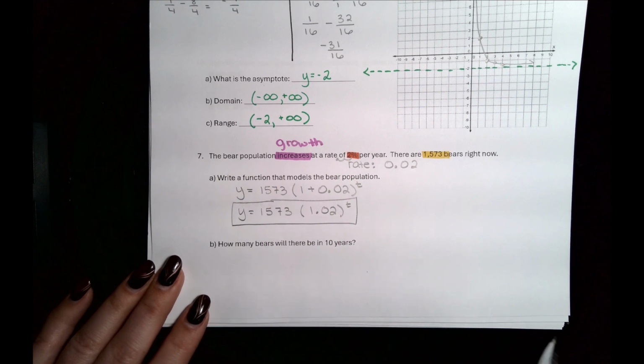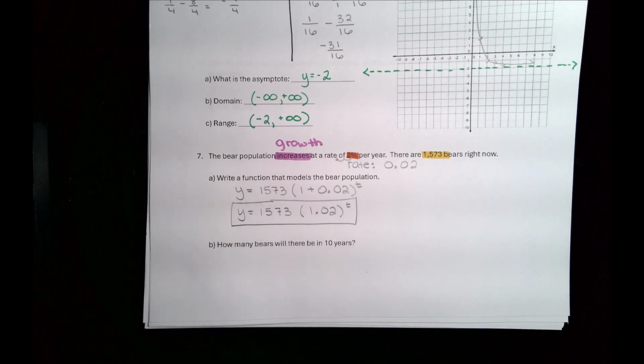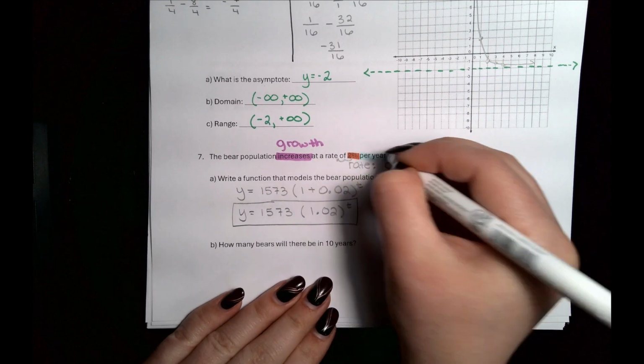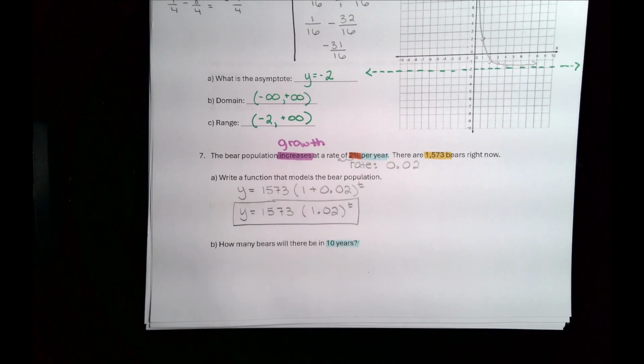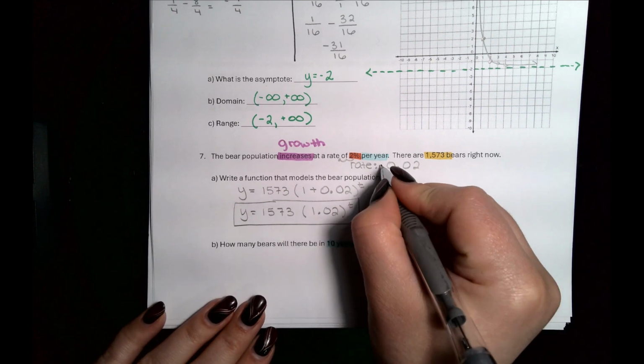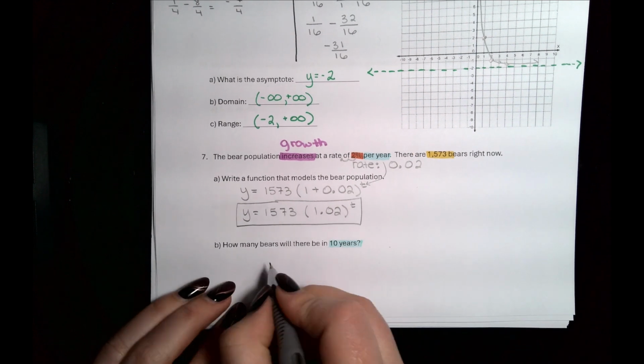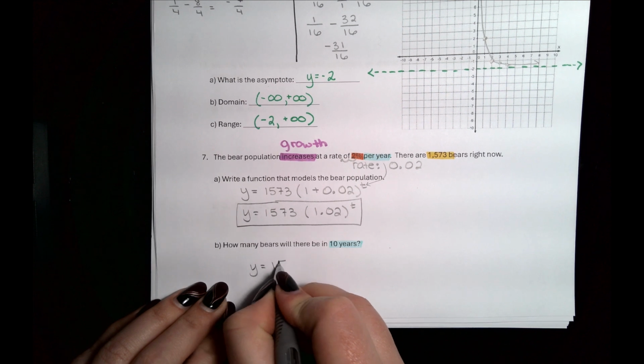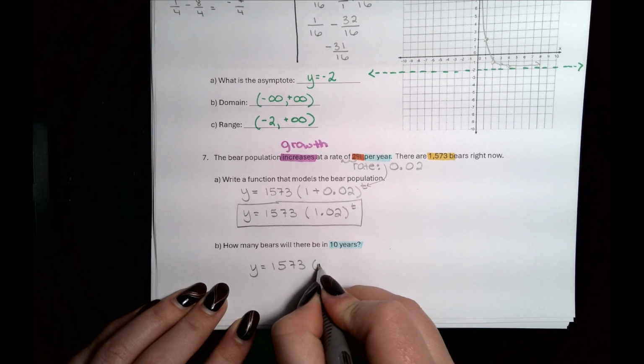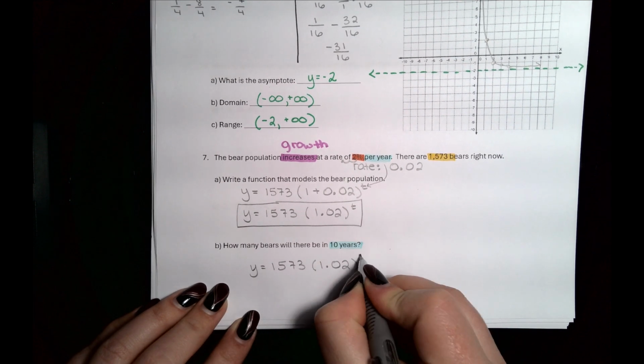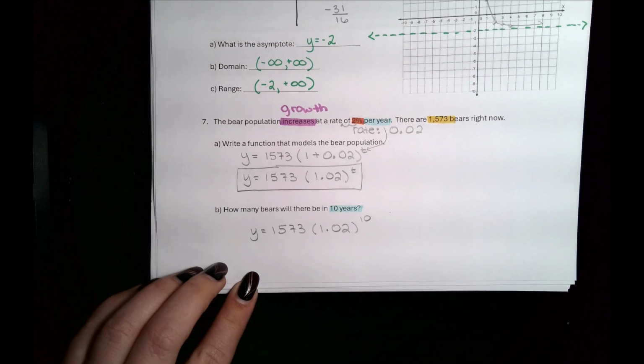How many bears will there be in 10 years? Here's the thing, the difference between the quiz and this: we want to be careful with the rate that they give us and what they're actually asking. The rate was per year, and they're asking for years, which means that T is in years, so we do not need to create any conversions. All we need to do is take our equation and put 10 in the T location.